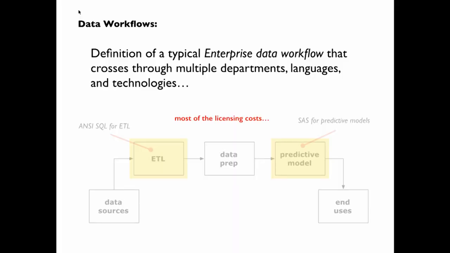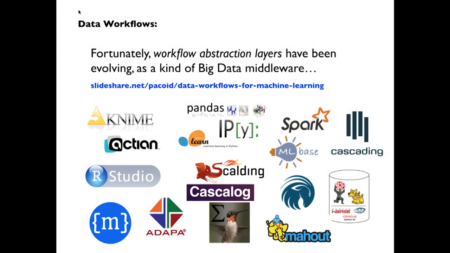Now, what's interesting when you look at this across industry, most of the licensing costs are going to be either in ETL or predictive modeling. Teradata and SAS, of course, holding high market share for both of those, respectively. But most of your people cost, most of your project time is spent cleaning up your data. Again, 80-20 rule. So fortunately, there's been a number of tools, mostly open source tools, that have been evolving for a kind of workflow abstraction layer, trying to tackle those problems of the licensing costs of ETL and modeling, and also the people cost of data preparation. Trying to leverage workflow abstractions so that you can cut those costs.